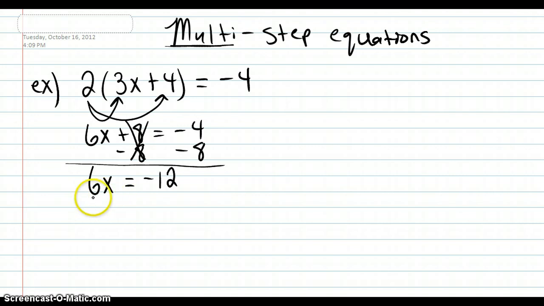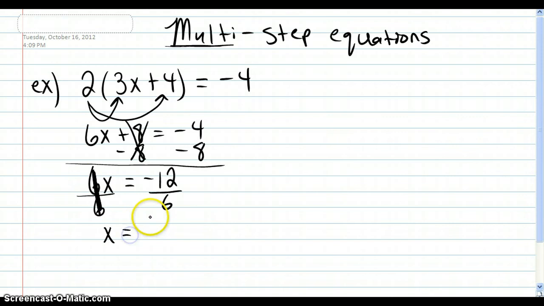Now this says 6 times x, 6 multiply x. Either way, the opposite of multiplication is to divide. Divide by 6, divide by 6. 6 divided by 6 is a big 1. 1 times x is x. That's why we do that step. So x is all by itself now. Now, negative 12 divided by 6 is a negative 2. X is negative 2.